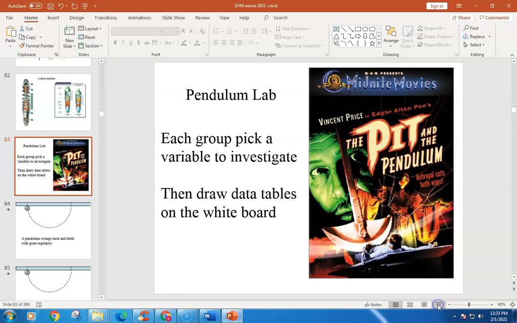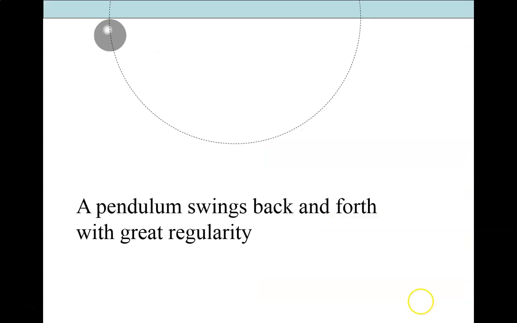Okay, so you just did an activity on pendulums. So we want to recap what you should have seen in that activity. You have a pendulum that swings back and forth very regularly, and they have been used to tell time for a very long time.